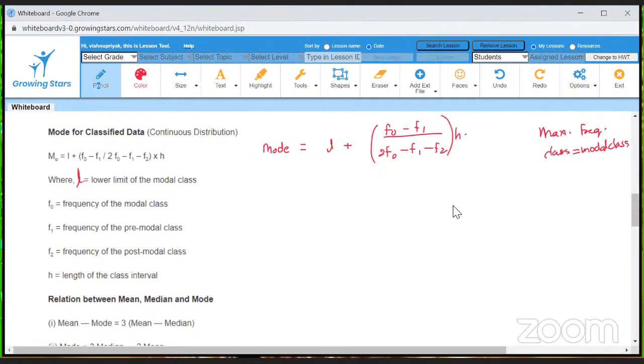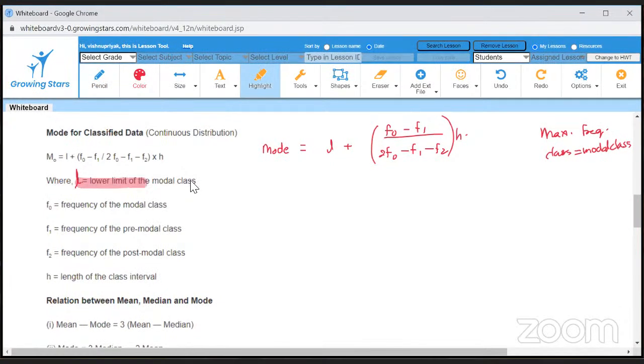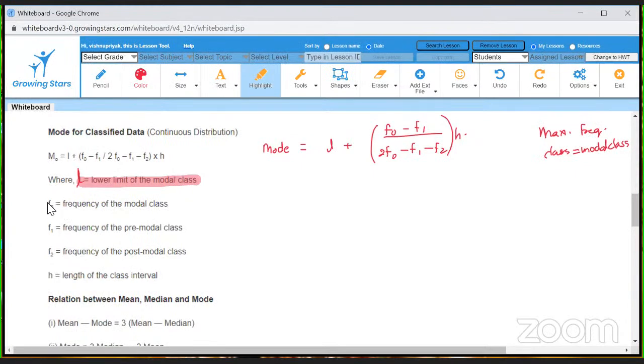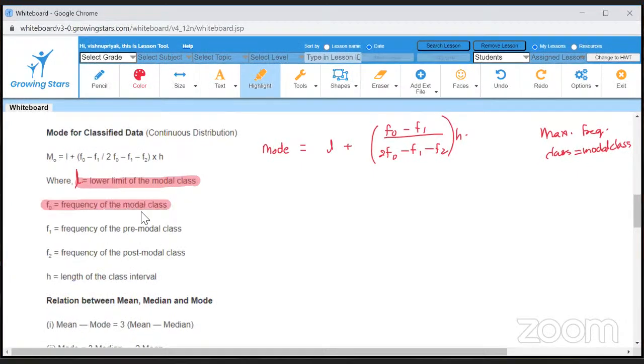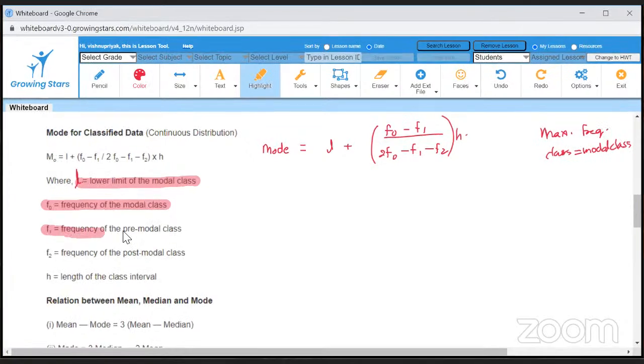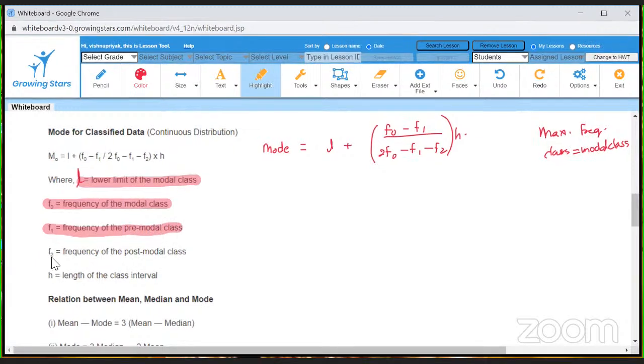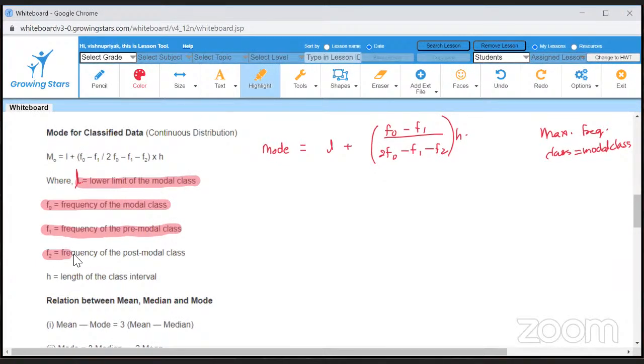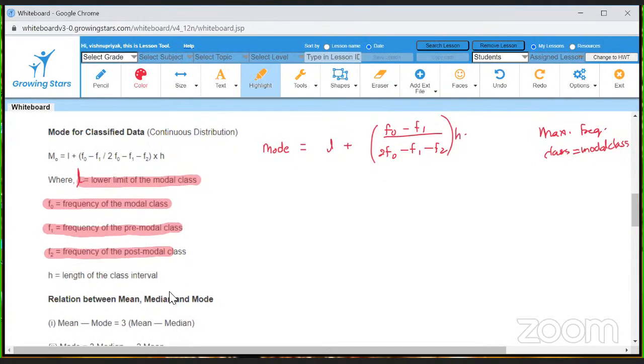First you select that class, the modal class. L will be the lower limit of the modal class. F0 will be the frequency of the modal class. F1 will be the frequency of the class above the modal class. F2 will be the frequency of the class below the modal class. H is the length of the class interval, the class size. Those all you will put in.